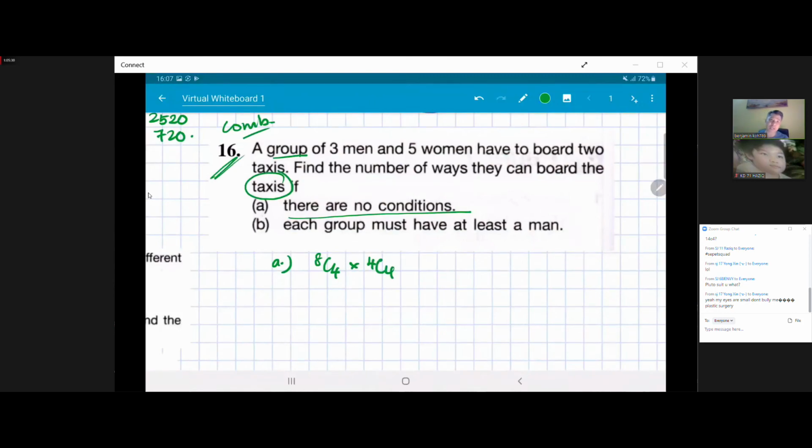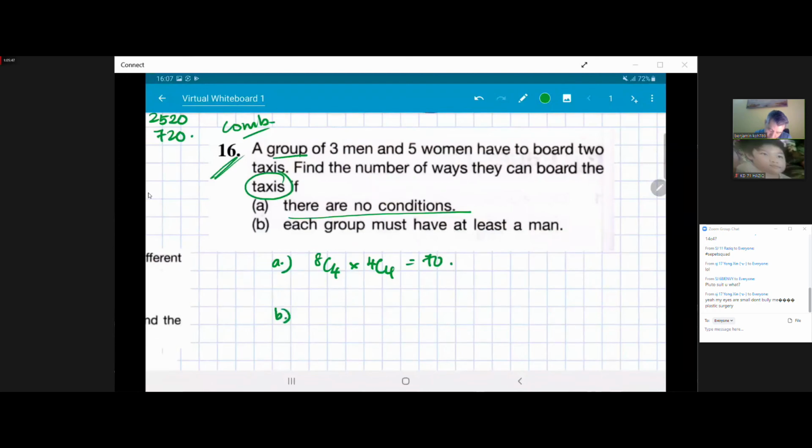But actually 4C4 tak payah kira pun. Because I got 2 taxis. So if from 8 you choose 4 for the first taxi, obviously the balance must go into the second taxi. So multiply dengan 4C4. That's your part A. And yes, the answer for part A equals 70.